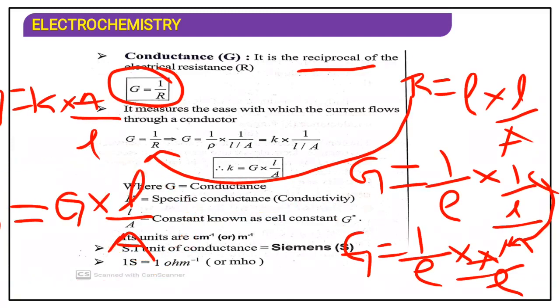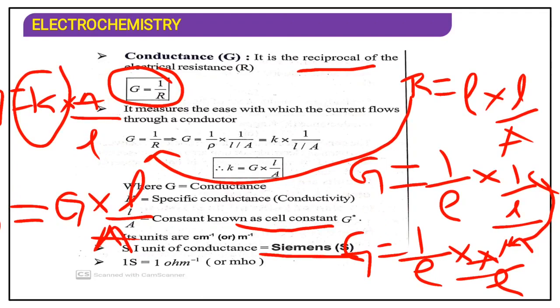And very important, the units of this cell constant, called G star, are centimeter inverse or meter inverse. Okay, do you understand here? L by A is nothing but the cell constant, represented by G star. The cell constant units are centimeter inverse or meter inverse. And very important is the SI unit of conductance. The SI unit is Siemens. Okay, Siemens is very important.